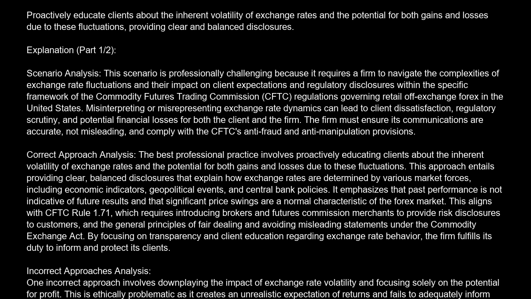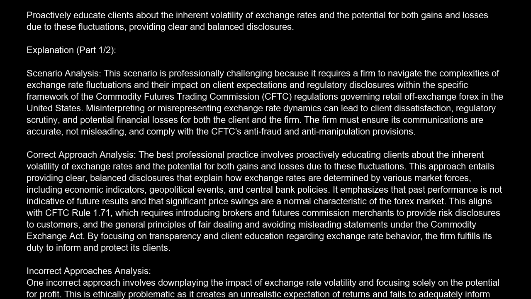Misinterpreting or misrepresenting exchange rate dynamics can lead to client dissatisfaction, regulatory scrutiny, and potential financial losses for both the client and the firm. The firm must ensure its communications are accurate, not misleading, and comply with the CFTC anti-fraud and anti-manipulation provisions. Correct approach analysis. The best professional practice involves proactively educating clients about the inherent volatility of exchange rates and the potential for both gains and losses due to these fluctuations.